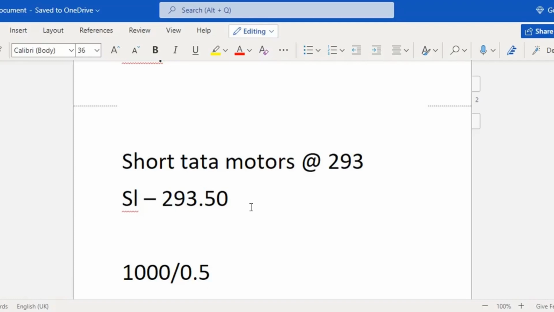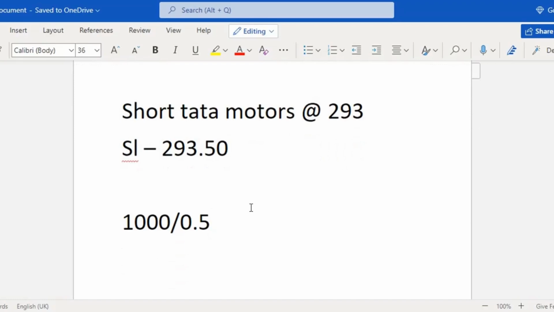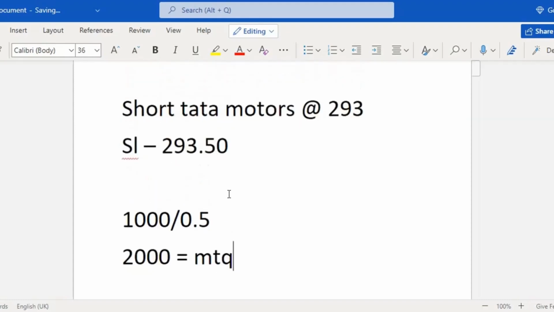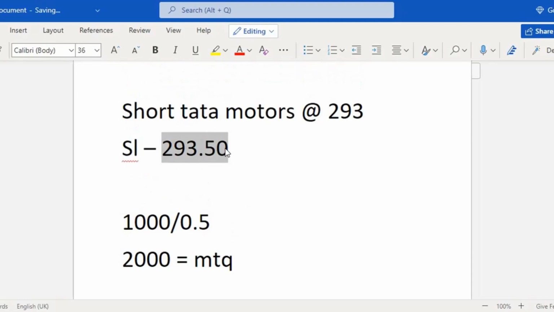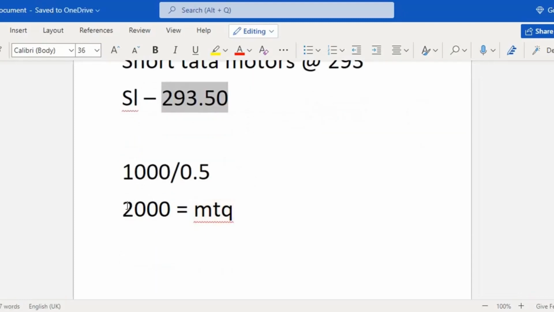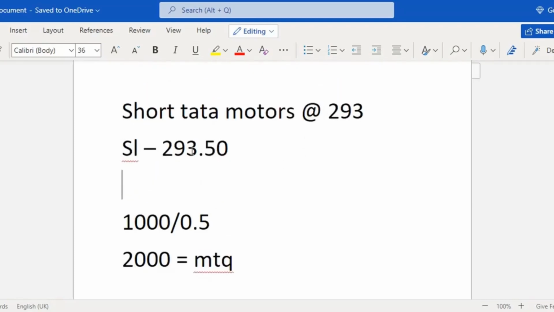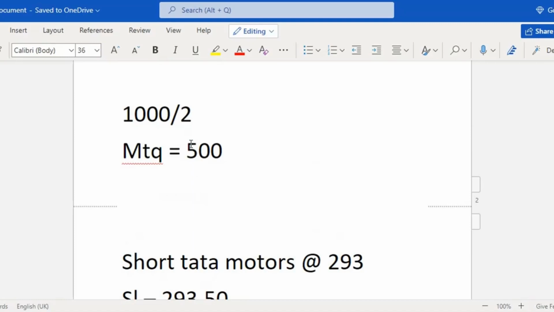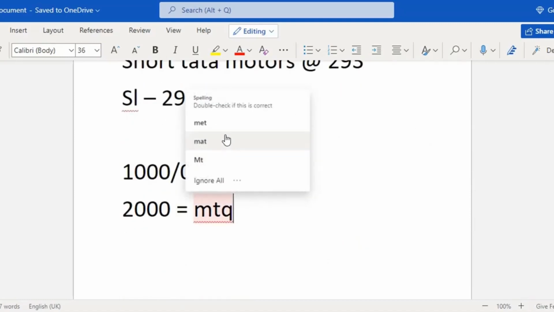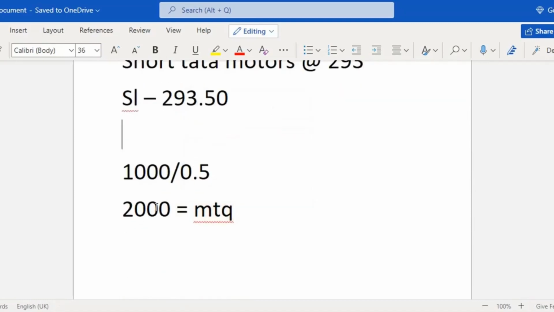Yes. So 1000 divided by 0.5 is going to be what? 2000. So 2000 is going to be your maximum tradable quantity. Now the thing is, when you keep small stop loss, you get to have a bigger quantity. Whenever your stop loss is big, like if it was 295, then the quantity would have been 500, like this. But when you keep smaller stop loss, you get to trade more quantity.